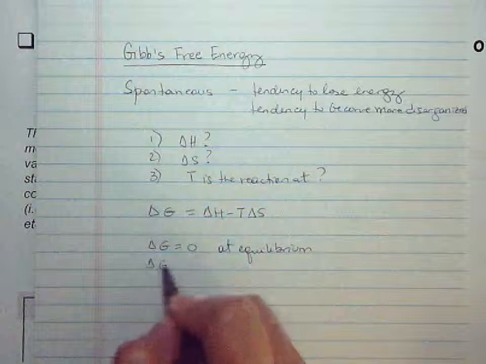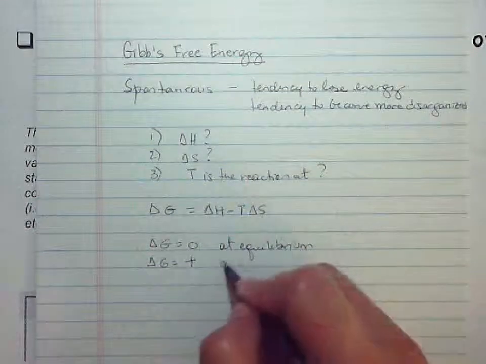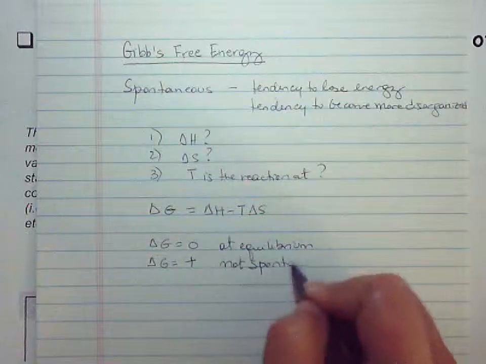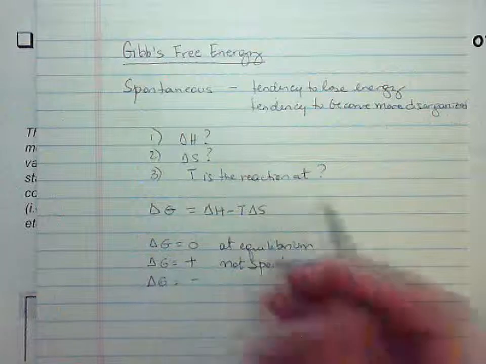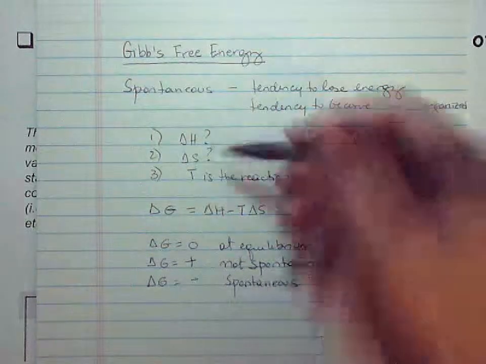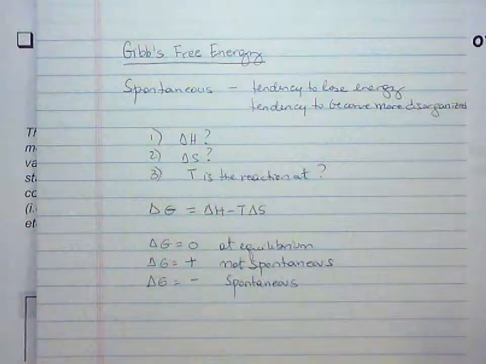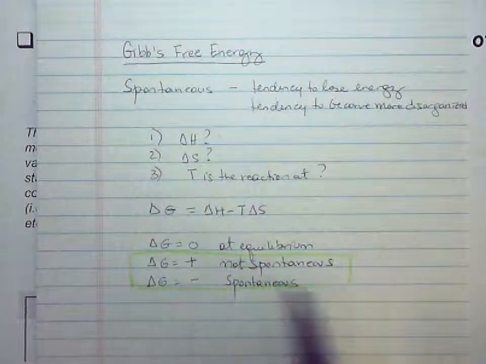When the value for Gibbs free energy, delta G, is positive, that reaction is not spontaneous. When delta G is negative, that's when your reaction is spontaneous, after you've considered all three of these factors up here. All right, and so I'm going to highlight this, because this is really what you need to know for the AP exam: this business about delta G being positive and delta G being negative.